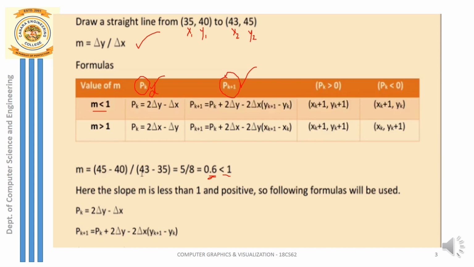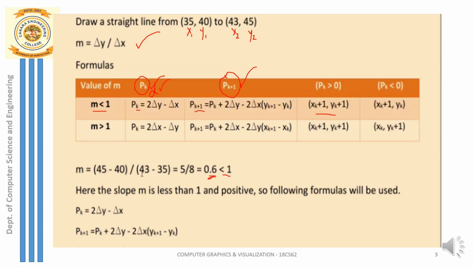So what is the formula to calculate the decision parameter? Remember, this decision parameter is used to calculate the next x coordinate and y coordinate that we are supposed to plot after x1, y1. To calculate the very next point, we make use of these two decision parameters. The first decision parameter formula is pk is equal to 2 delta y minus delta x. We know what delta y and delta x are, right? They are the change in y and the change in x.